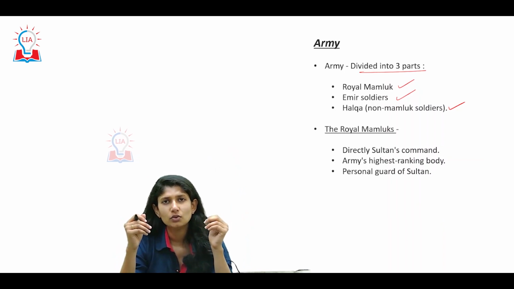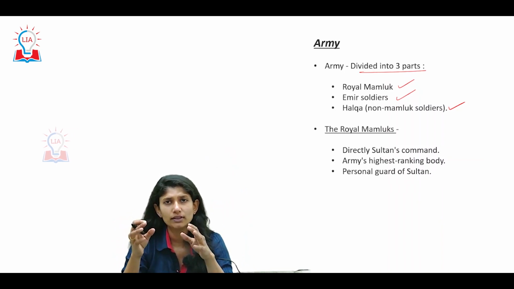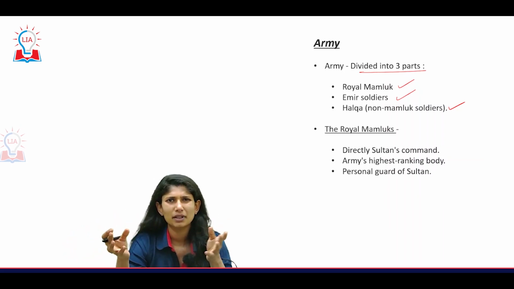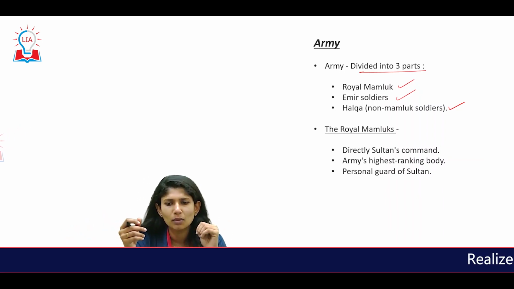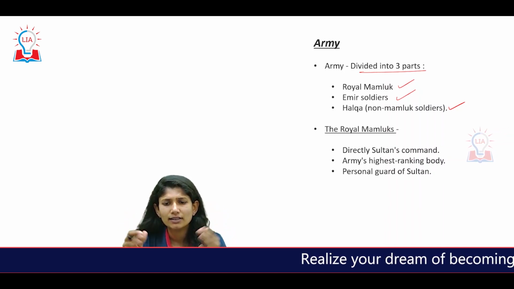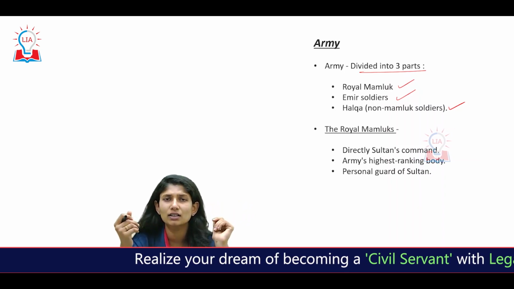Next come the emir soldiers, or private soldiers, where emirs would maintain the soldiers. If the Sultan wanted soldiers in a particular place or area, he could deploy them. More like a private army. Then come the non-Mamluk soldiers or Halka, who were a little bit lesser. The ranking goes like this: first place the Mamluks, then the emirs, and then the Halkas.